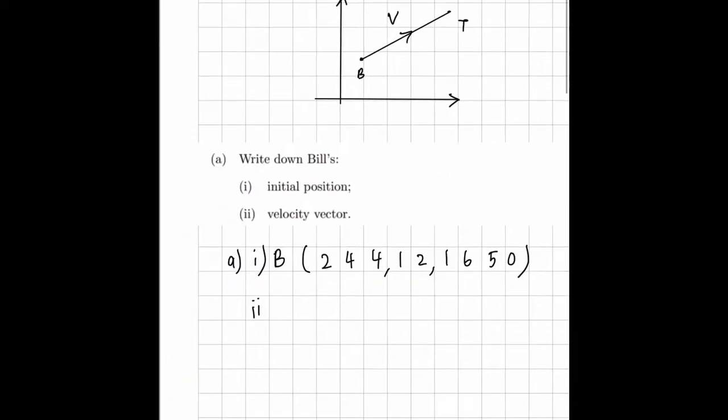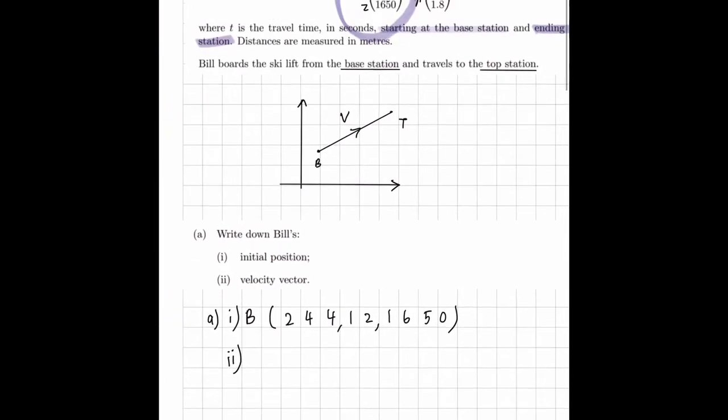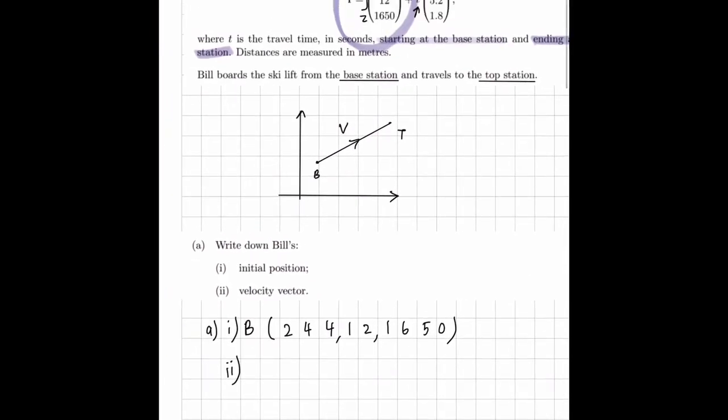Next question asks, what is the velocity vector? So basically how fast it is moving in the x, y, z direction. And the velocity vector is always attached to the constant. So in this case, it is 2.4, 5.2, and 1.8.